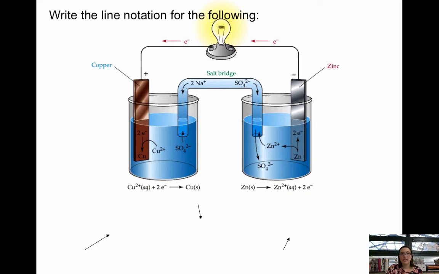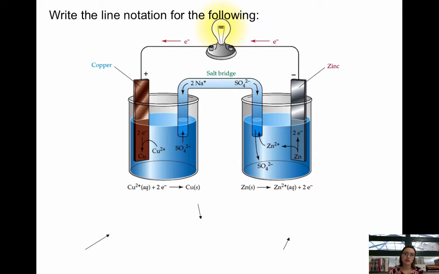So we're going to look at an example together. It says write the line notation for the following. We are given a complete voltaic or galvanic cell right here. Notice you have the light bulb, it's lit up because this is a spontaneous reaction. There are some steps that we have to do as we want to write the line notation.